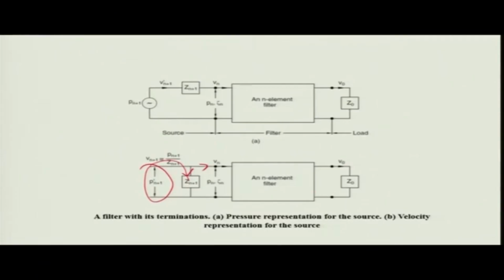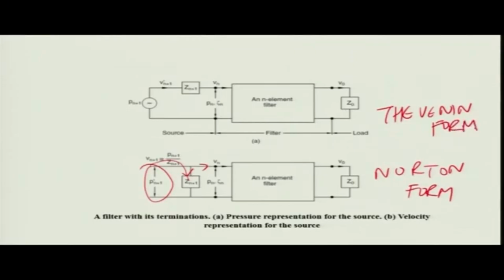There are two names for these. The source representation or pressure representation is called the Thevenin form, and the velocity representation is called the Norton form. So we have these two representations of the muffler.